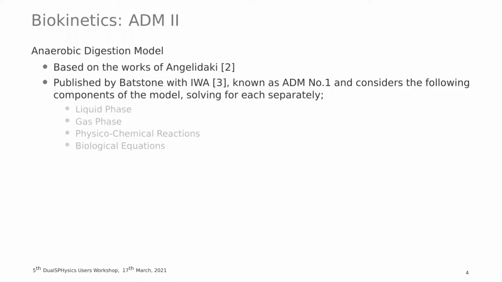So in order to model this process, we have something called the anaerobic digestion model. There were quite a few models proposed, but Angelidaki in 1999 proposed a very comprehensive model, and in 2002, Batstone with the IWA proposed something called the ADM1, based on the original works, but after multiple iterations and quite a few improvements made on the original model. What this does is it considers the liquid phase, the gas phase, the physicochemical reactions, and the biological equations related to the decomposition, but all of these are calculated separately.